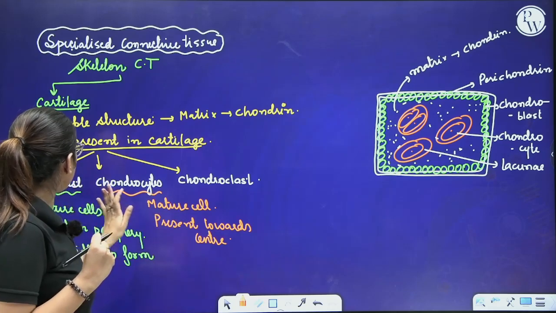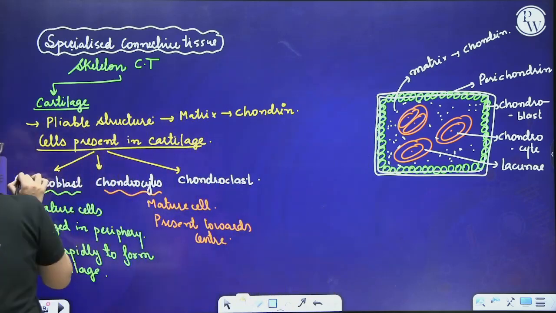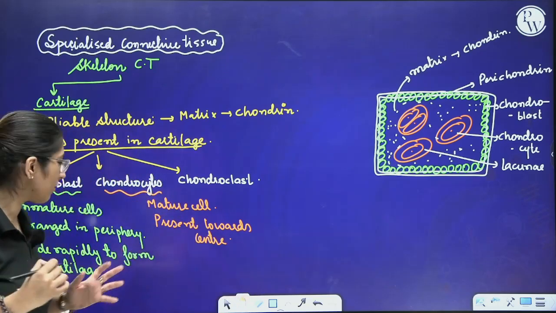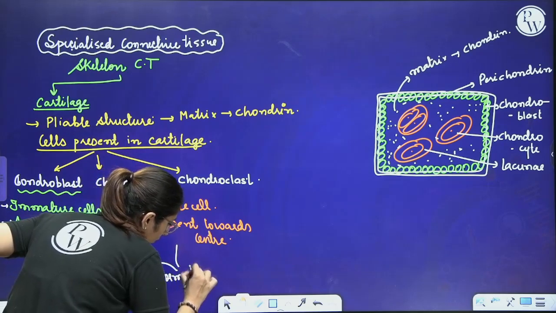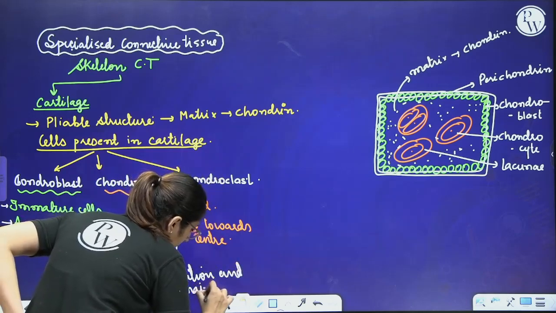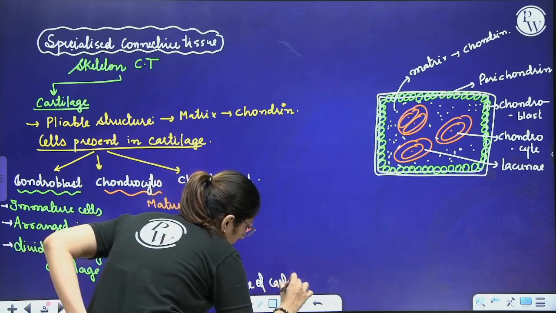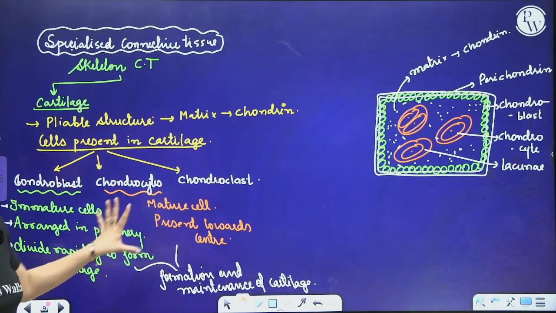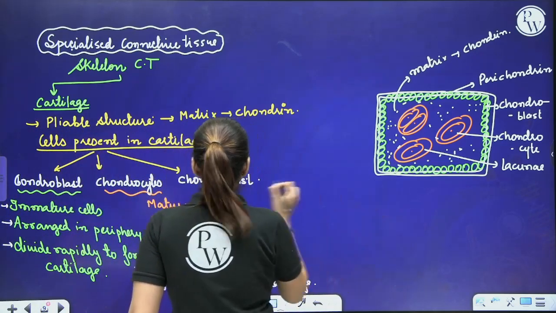Clear? So, overall, when we talk about these two types of cells, the chondroblast, CH, this is chondro, so chondroblast and the chondrocyte, both of them are responsible for formation and maintenance of cartilage. They form and they maintain it. Clear? Hope these points are clear. Let's talk further about it.